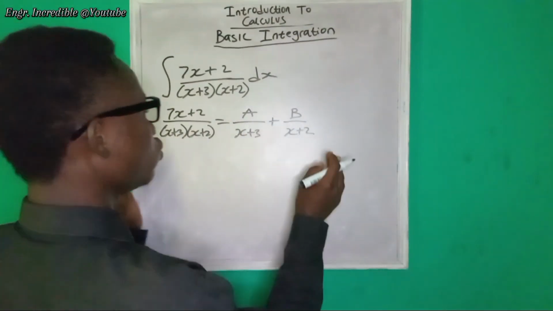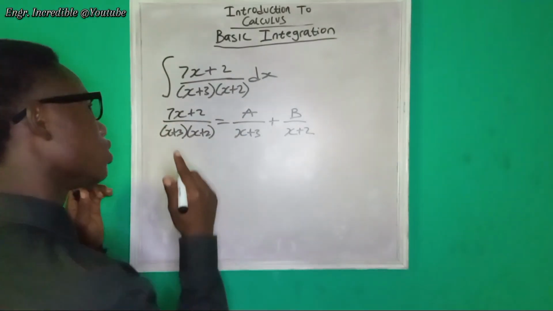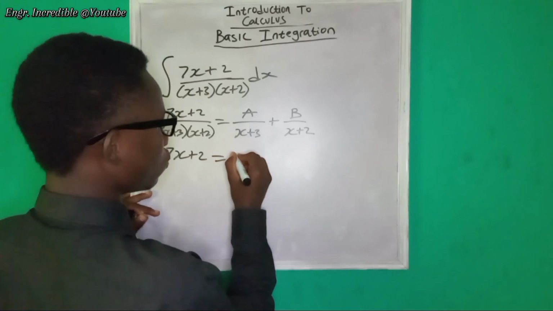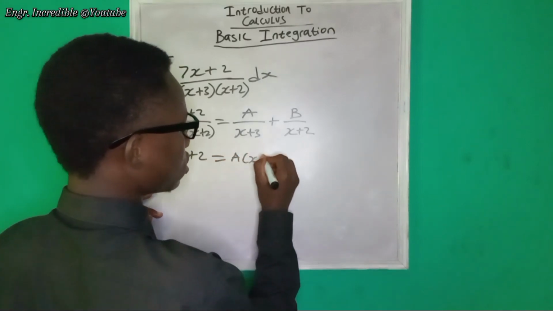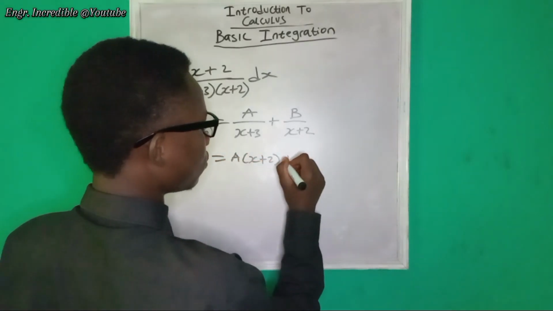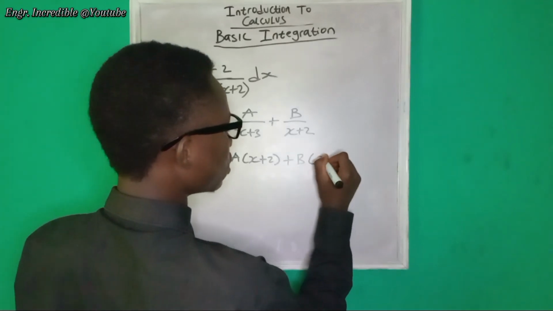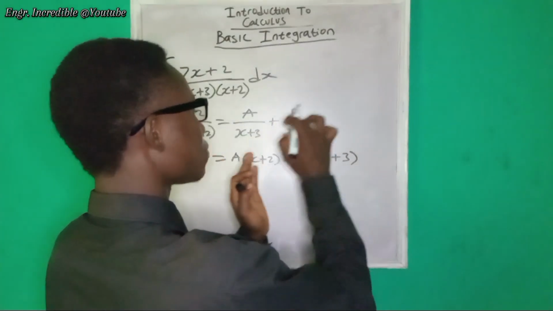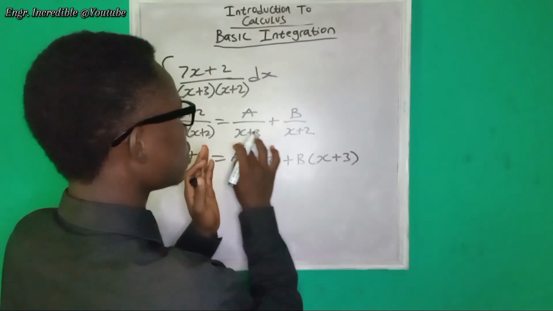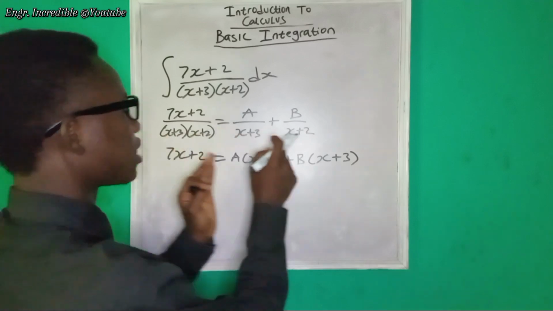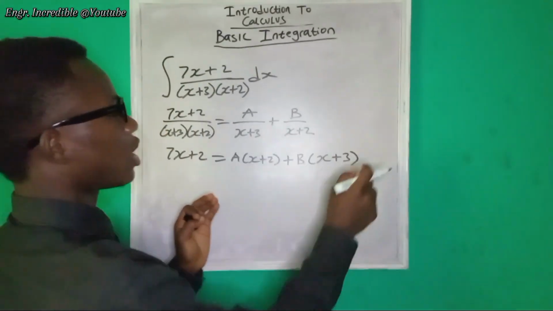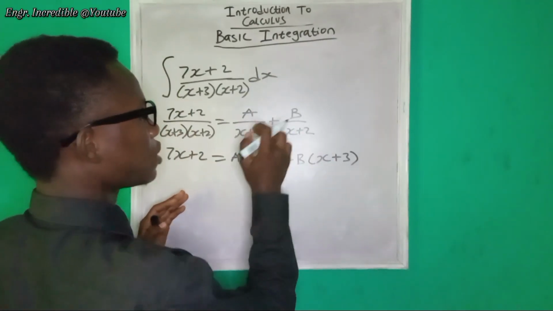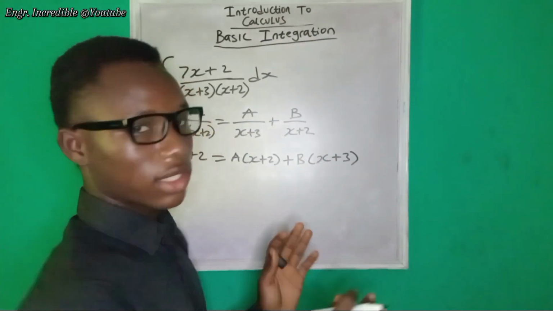So using the partial fraction method, the first thing we get is 7x + 2 equals A(x + 2) plus B(x + 3). What we did here is cross multiply, like we find the LCM. Once the denominators become the same, we cancel the LCM out. Once we have found the LCM, this one comes here, this one comes here. That is what we did here, as simple as that.